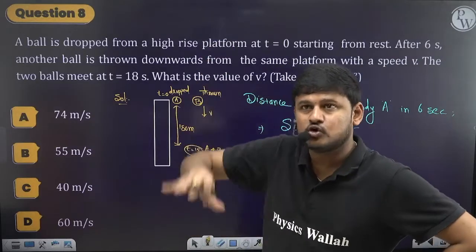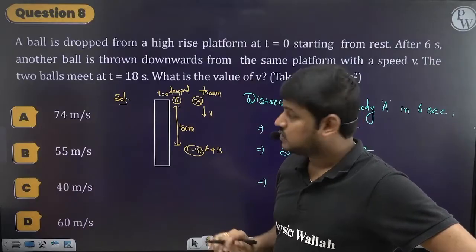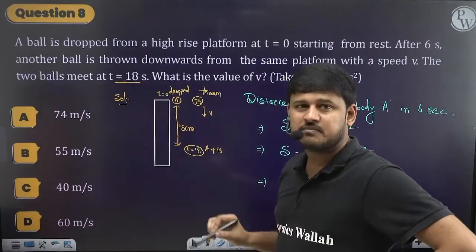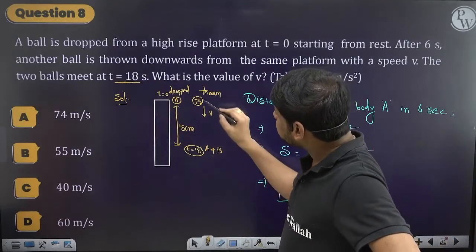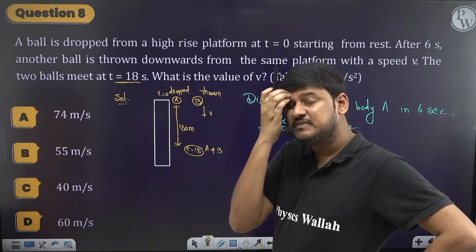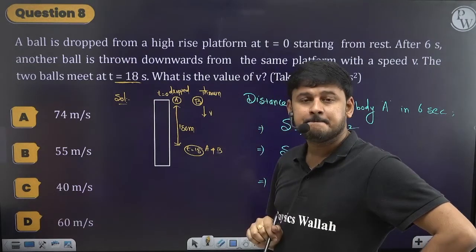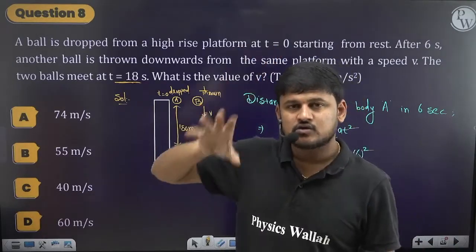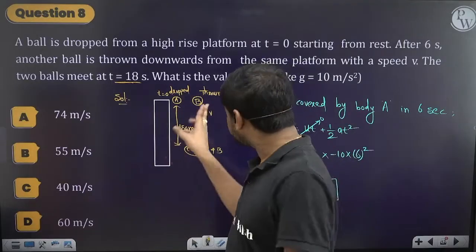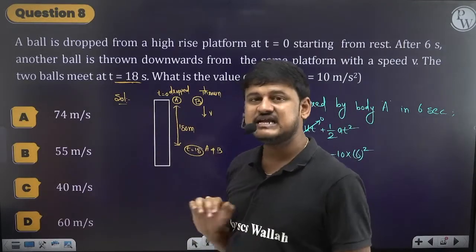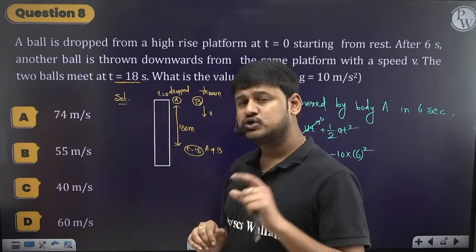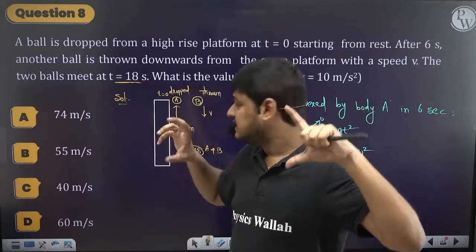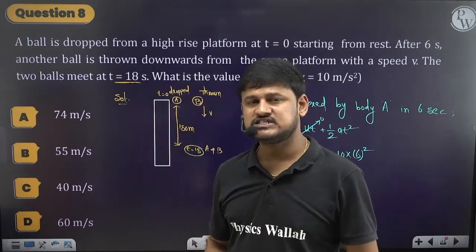Now after 6 seconds ball B has been thrown downwards. Then at t = 18 seconds, they both meet. So what is the time taken by ball B to reach ball A? Obviously 12 seconds. Yes or no? Ball A has already dropped 6 seconds prior to ball B. They are meeting at t = 18 seconds, which means body A has traveled till 18 seconds, and body B is taking just 12 seconds to reach A.